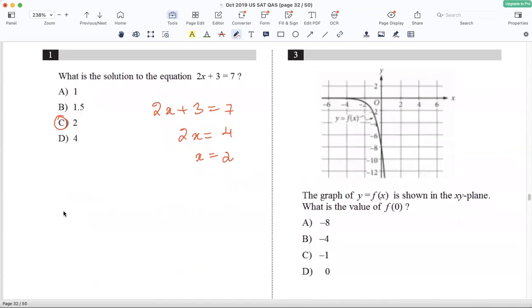The graph of y is equal to f(x) is shown in the xy plane. What is the value of f(0)? So you can see that when x is 0, the graph passes through -8. So that's option A.